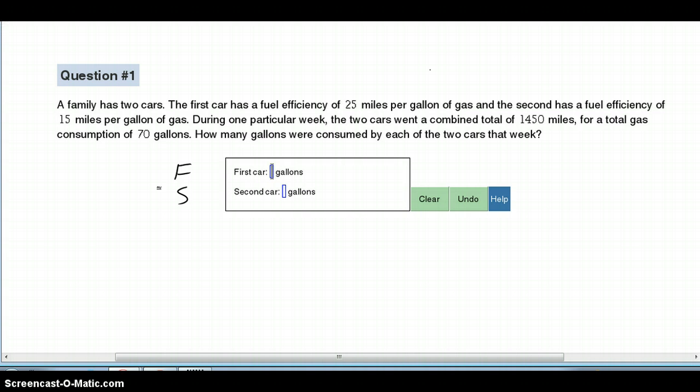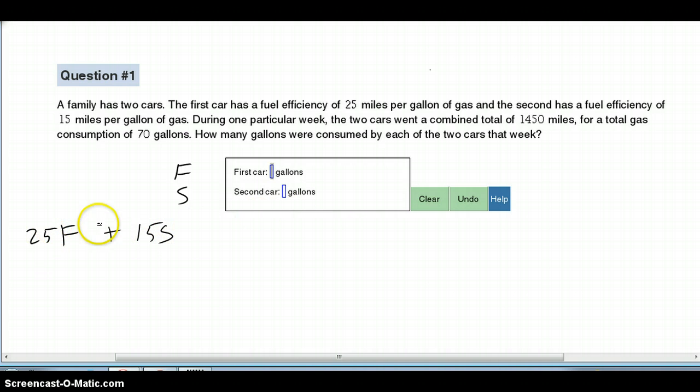All I do know is that if I'm going to calculate how many miles I drive, I take the gallons used by the first car times its mileage, which is 25. So 25F is the number of miles driven by the first car. And then I add the second car, at 15 miles for every gallon. Hypothetically, if the first car used 5 gallons, that would be 5 times 25, and if the second used 10, it would be 15 times 10.